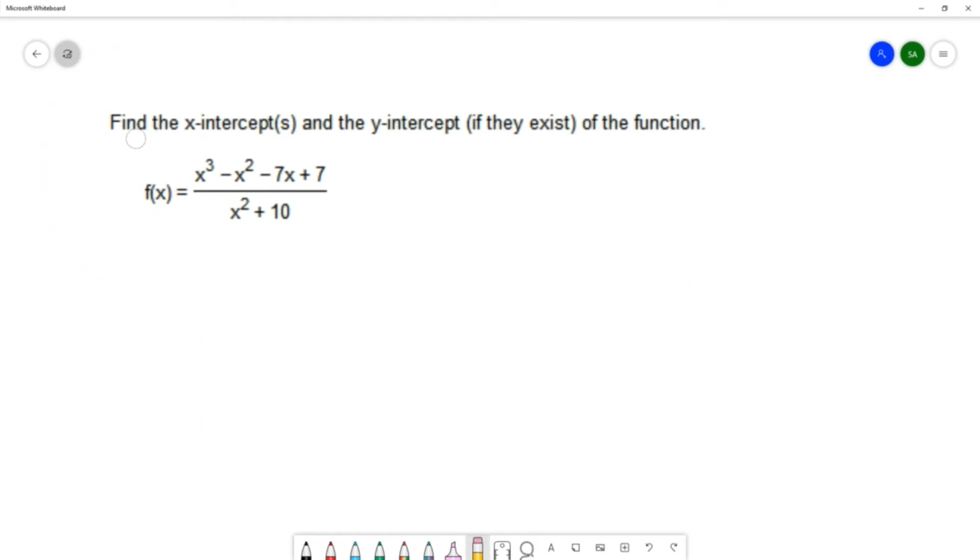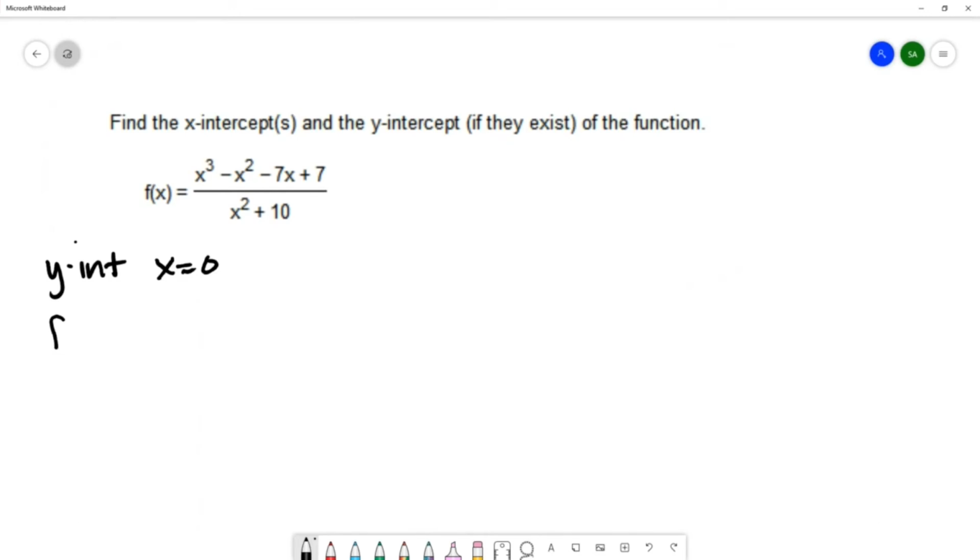In this question, we want to find x-intercepts and y-intercepts of the function. I like to start with y-intercepts because they're always a little bit easier. And when you're finding a y-intercept, it is where the graph either crosses or touches the y-axis. And because it's on the y-axis, that means that the x-coordinate will be 0. So the way that we find y-intercepts is by letting x be 0.